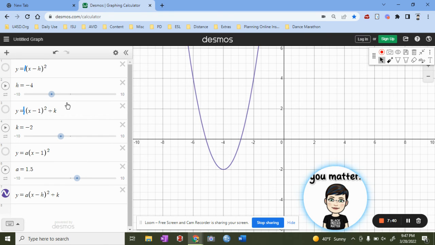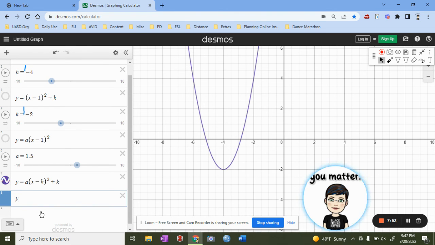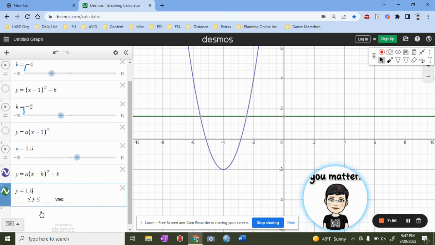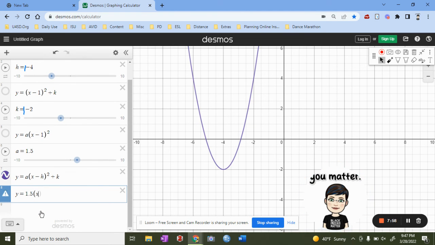What does that look like as an equation? So if you fill in that h value, that k value, and that a value, will the graph match up? Let's find out. y equals 1.5 times the quantity x minus negative 4, which becomes positive 4, squared, minus 2. And the two graphs line up. They are one and the same.